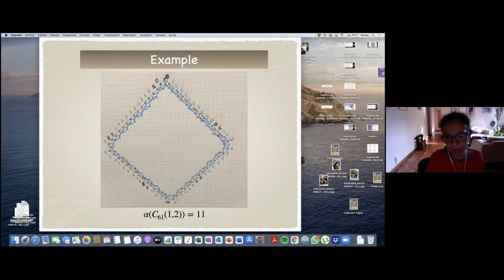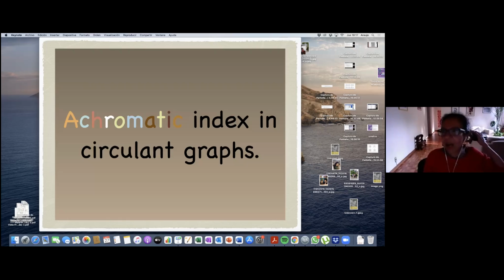And this is the example. This is the circulant graph with this number of vertices, and I use exactly 11 colors, and this is just the bound. The bound is tight. And now I want to show you how I can color the edges of a circulant graph.